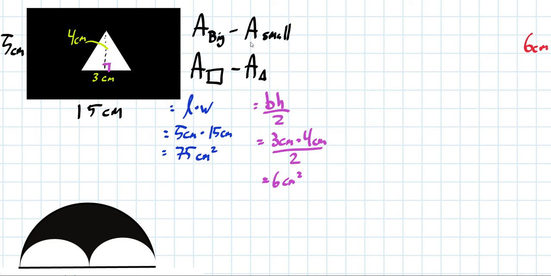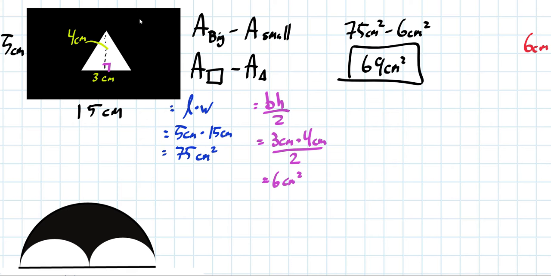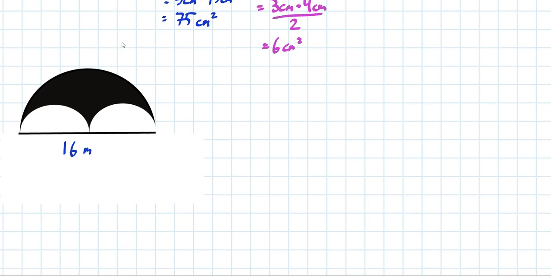So when we get back to our original idea here, big shape minus small shape, the big shape is 75 square centimeters. The small shape is 6 square centimeters. And if you subtract 6 from 75, you get 69 square centimeters. So that is the area that's shaded here, the big rectangle minus that white triangle. Let's try the next one.